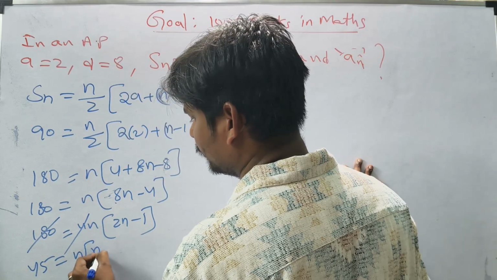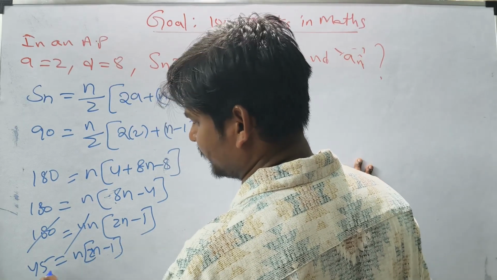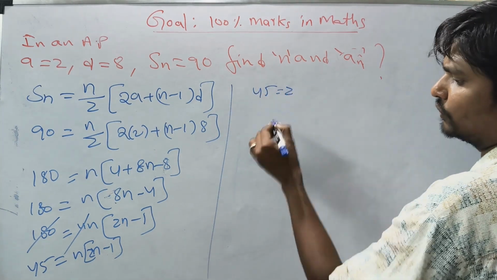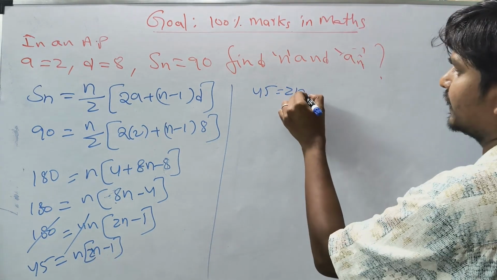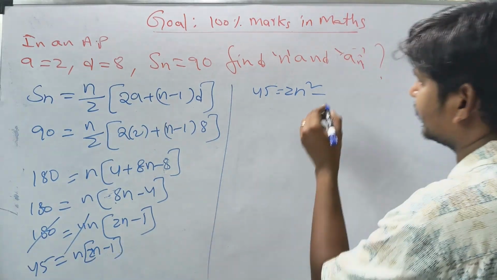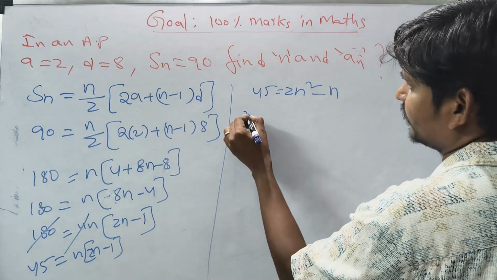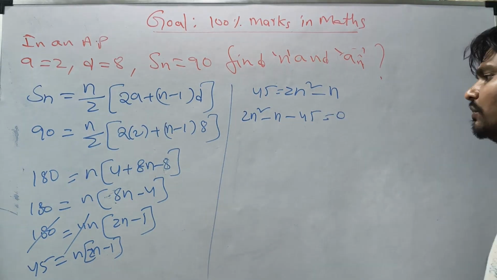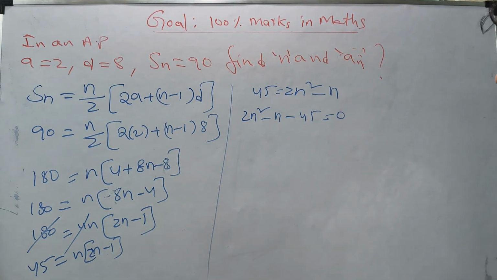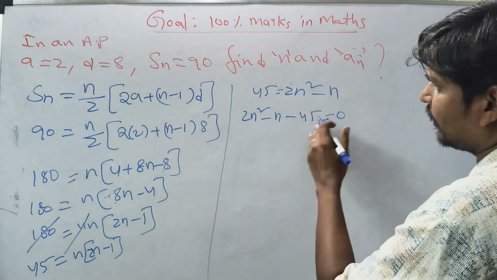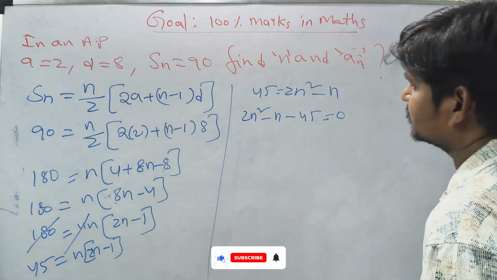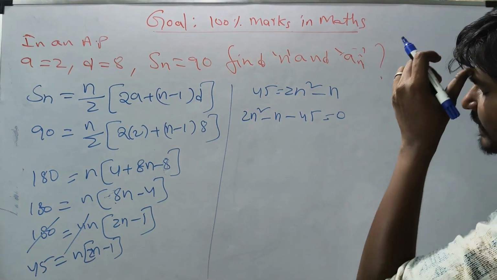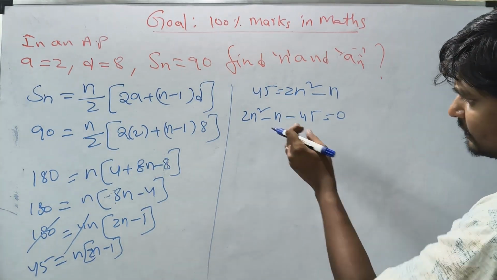Now n into (2n minus 1). From this, so here, see all of you. Now 45 is equal to 2n square minus n. Now from this you can make the quadratic equation 2n square minus n minus 45 is equal to 0. From this you will get the n value. See here. Now how do we have to write here? 2 into minus 45 is nothing but minus 90. So minus 90, and if you add that, you will get minus 1.